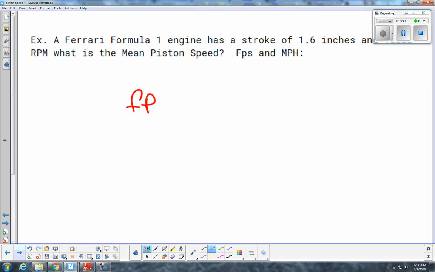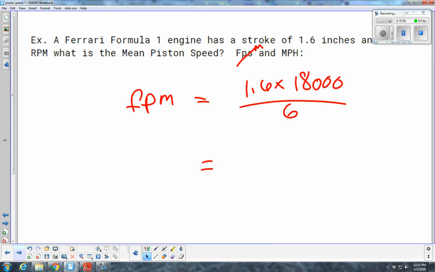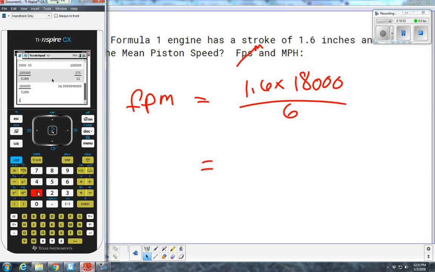All right, so feet per minute is going to be the stroke, which is 1.6, times the rev limit, which is 18,000, divided by 6. Well, that's a simple problem. Let's just bust that in the calculator, see what we get. So 1.6 times 18,000, divided by 6. I got 4,800. So 4,800 feet per minute.